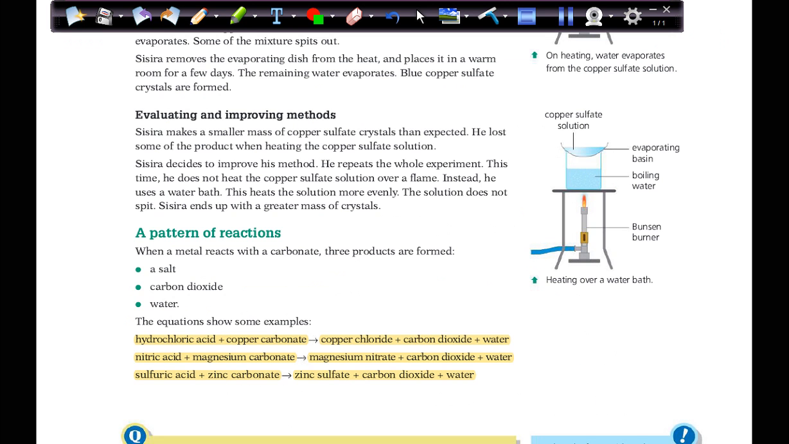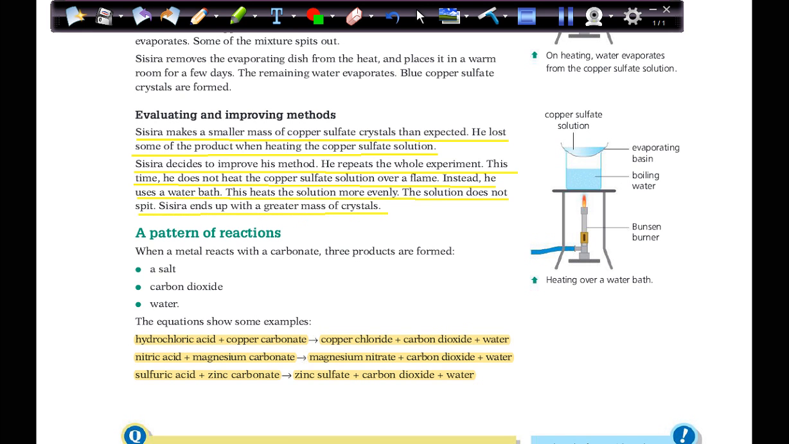Evaluating and improving methods. Cicera makes a smaller mass of copper sulfate crystals than expected. He lost some of the product when heating the copper sulfate solution. Cicera decides to improve his method. He repeats the whole experiment. This time he doesn't heat the copper sulfate solution over a flame. Instead, he uses a water bath. This heats the solution more evenly. The solution does not spit. Cicera ends up with a greater mass of crystals.